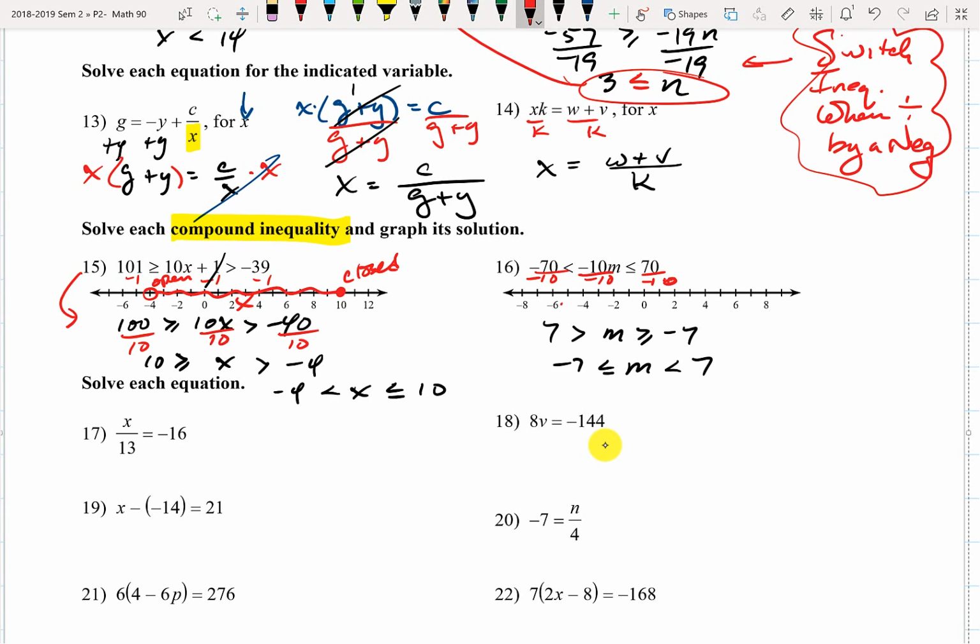And so the -7 is right here, and then 7 is over here between 6 and 8. So we're going to go closed here, open here, and all numbers in between.